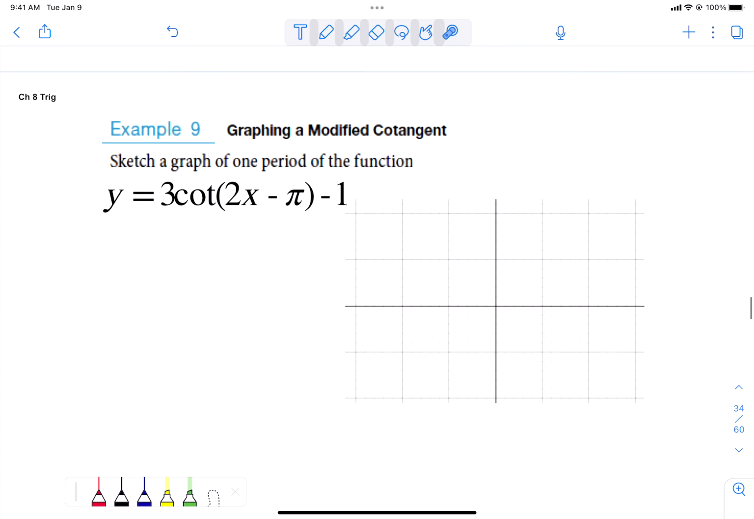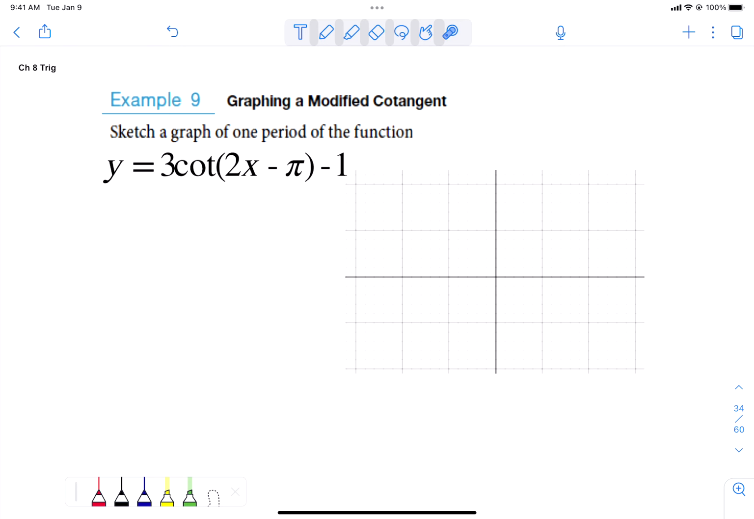We're going to do one more example, and then we're going to stop. So it says, let's graph one period of this cotangent function. Now we have a lot of stuff going on for this one. We have all of this stuff affecting our x's. This stuff is going to affect our y's. This is going to affect our x's. This is going to affect our y's. So I always write down the parent because that's my guide for everything I'm doing here.